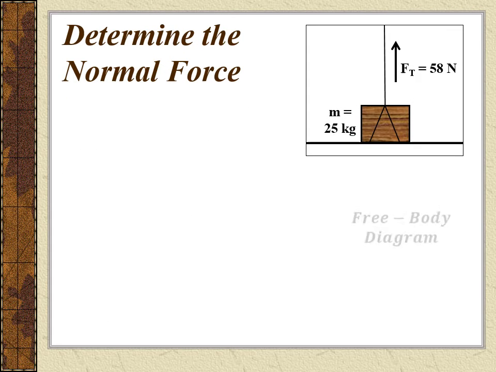In this example, we have a crate that is being pulled upward with a force of tension of 58 newtons, and then the mass itself is 25 kilograms. So to determine the normal force, we first need to start with our free body diagram. We've got the forces that are acting on this system.